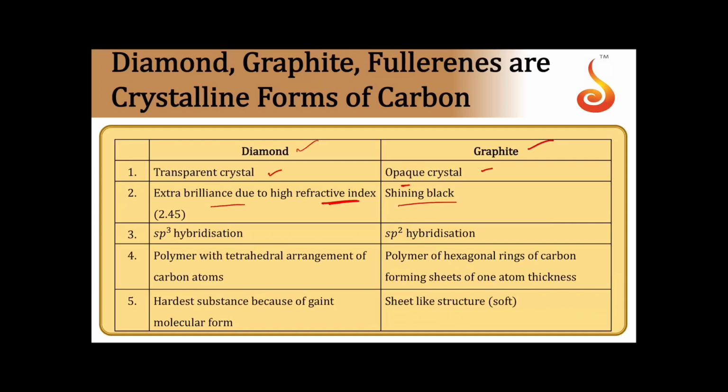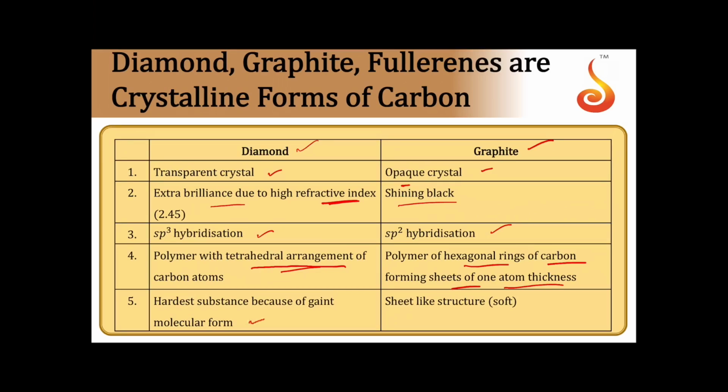Coming towards hybridization, in diamond, carbon undergoes sp3 hybridization. In graphite, the carbon undergoes sp2 hybridization. So sp3, therefore, gives tetrahedral arrangements, a polymer with tetrahedral arrangement of carbon atoms. sp2 here, therefore only 3 atoms are bonded to each and every atom and forms hexagonal rings of carbon atoms, forming sheets of one carbon atom thickness. Diamond has a tetrahedral arrangement of carbon atoms.